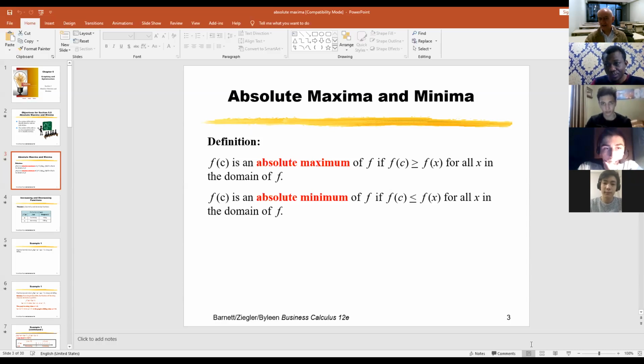Now, next our slide is to recall local maximum and local minimum. And we will see the difference. What is the difference between absolute maximum and local maximum? Can you notice this difference? Okay, we will see now local maximum. And I hope we will notice this difference.